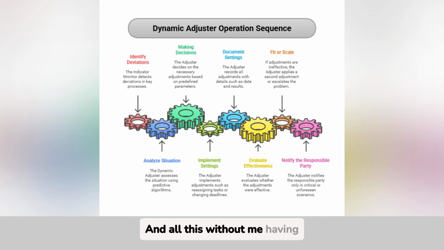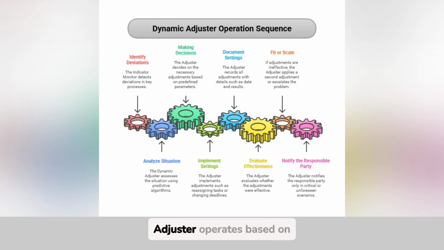And all this without me having to intervene? That's right. The adjuster operates based on parameters predefined by the VPA and can make decisions within that framework without interrupting you. Only if it detects a critical or completely unforeseen scenario does it consult you before acting. The rest of the time, its purpose is to maintain system balance while you focus on higher-level decisions. That gives me peace of mind.